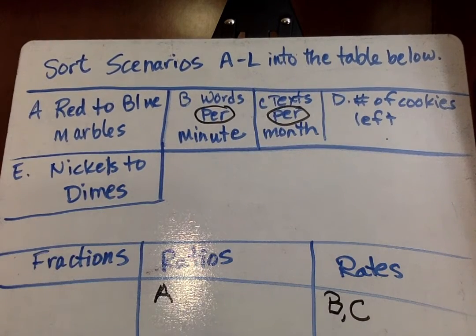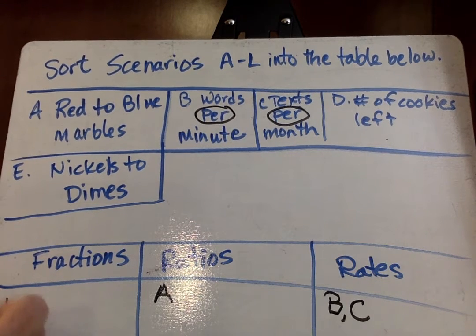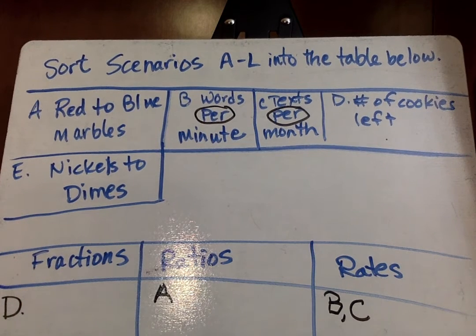Okay, letter D, the number of cookies left. We could say maybe 3/4 of a batch of cookies are left. So that would be part to whole, so that's got to be fractions. So we put D over here for fractions.